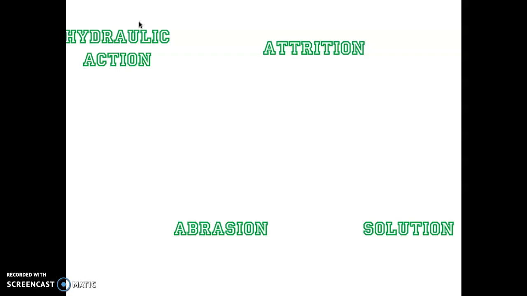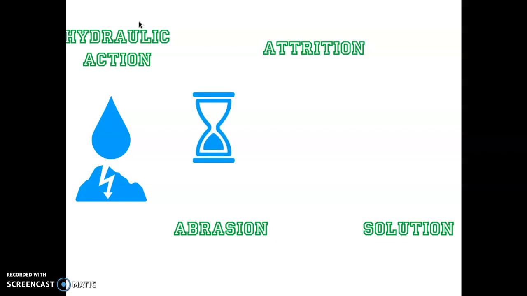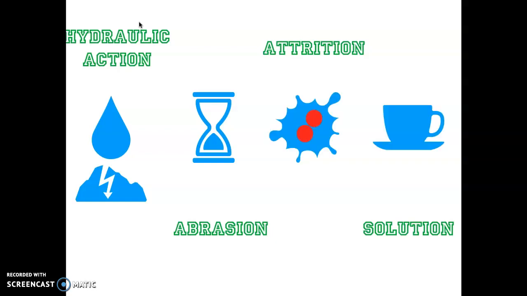There are 4 types of erosion: hydraulic action, waves forcing air into gaps in rocks which break under pressure; abrasion, sand in the sea slowly wearing away the coastline; attrition, rocks crashing into each other; and solution, rocks dissolving.